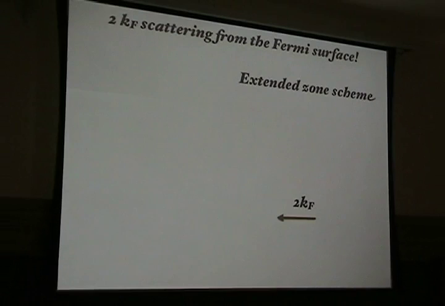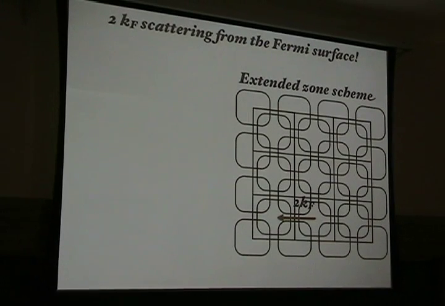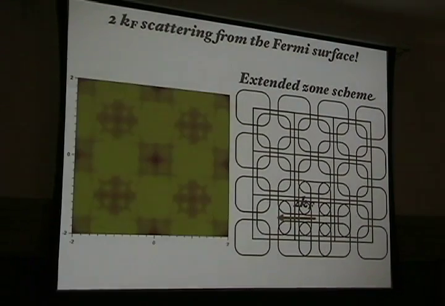So, the other thing we can see is if you look in the extended zone scheme, you can imagine you have 2KF scattering, right? Which gives you something rather complicated in the end when you add up all the possible four directions. But so what? There it is. You can see the 2KF scattering. Before I was just showing you a small section here. If we look on the big scale, for example, the 2KF Fermi surface, you can see it there. So everything is there.